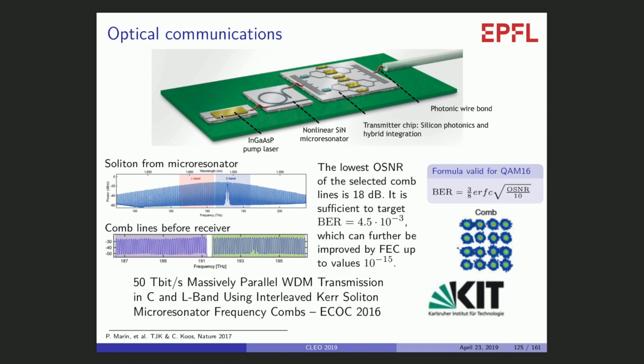Now, what's the fastest that it's been done? It's maybe not just for the experts, but you can actually do with these carrier combs about 50 terabit per second. Now, if you ask what's the record in telecom, well, that's petabit per second. That's very far away. But this is the largest that's been done with a Kerr frequency comb, or generally with a comb to date.